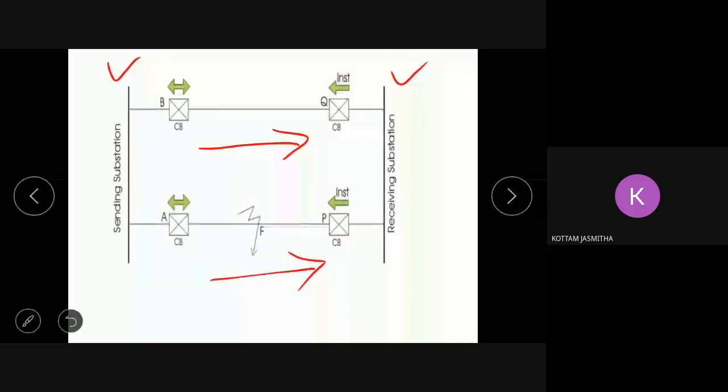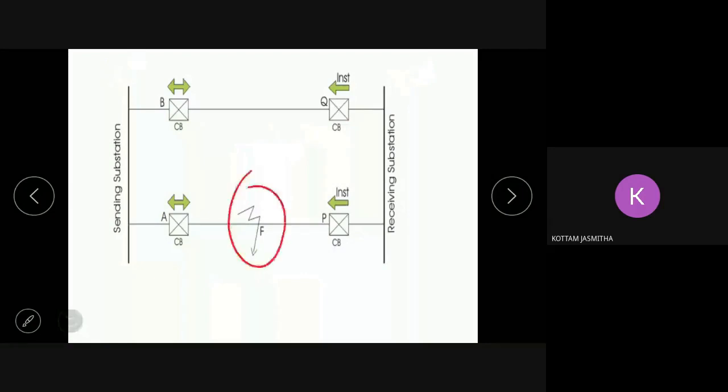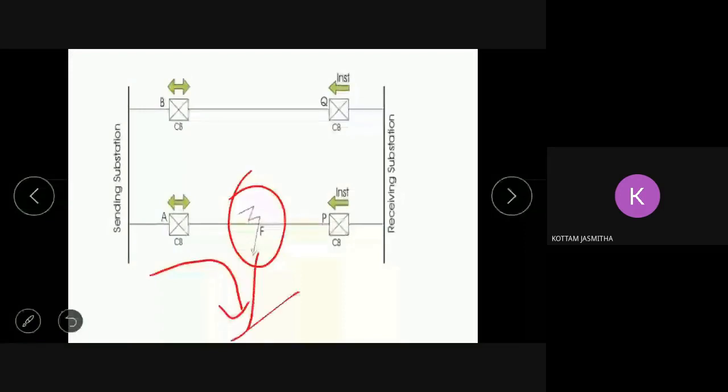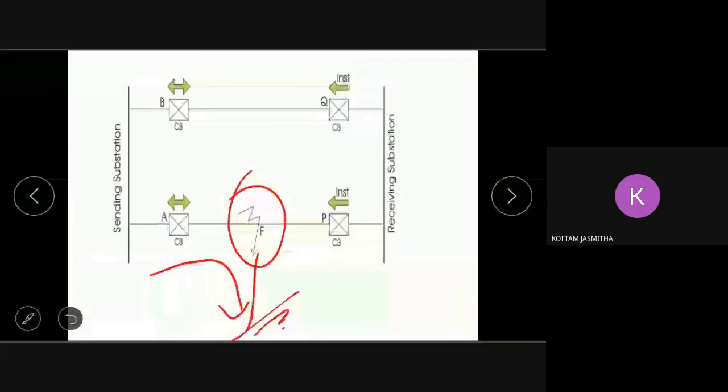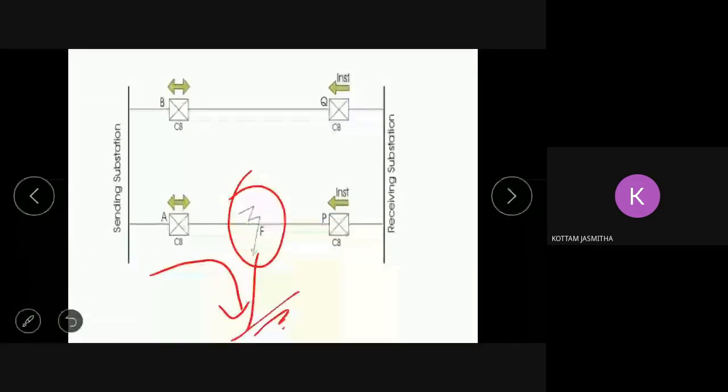Now suppose the fault occurs here in the middle of the A and P circuit breakers, somewhere between A and P. What happens? Whatever current is traveling from the A circuit breaker is going to go to the fault side. So there is no current to the P side, the P circuit breaker, right?